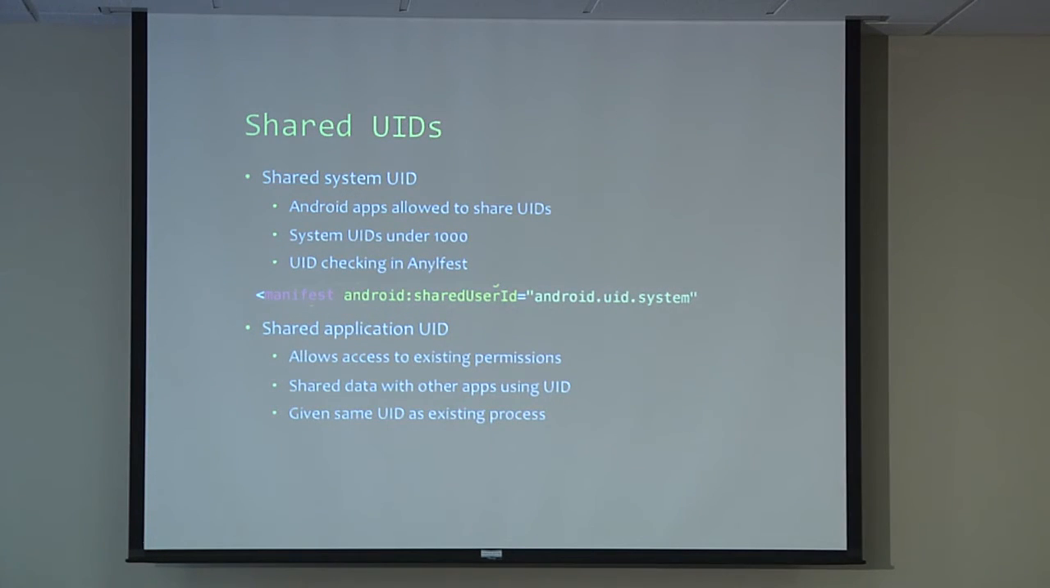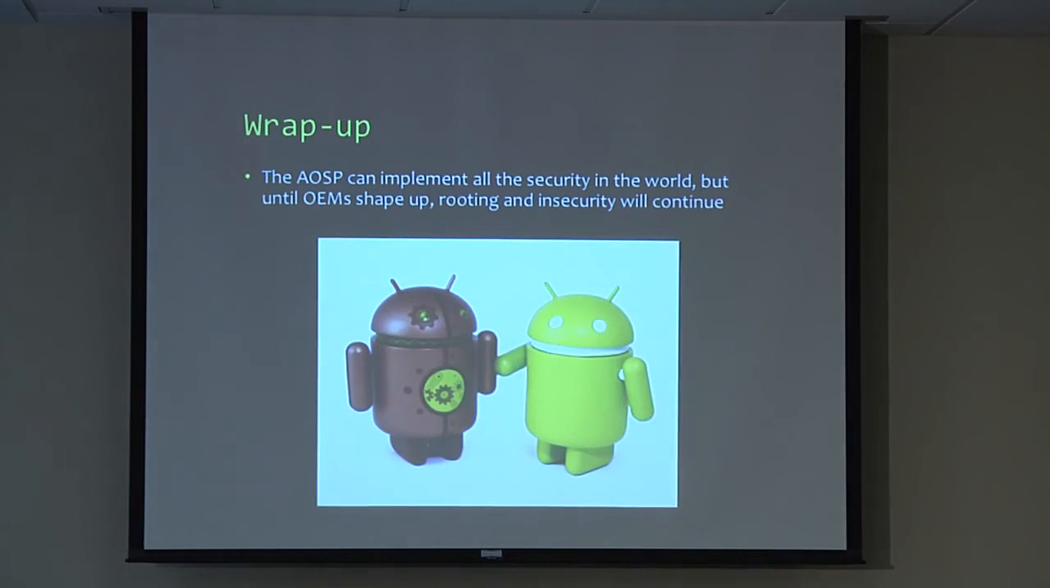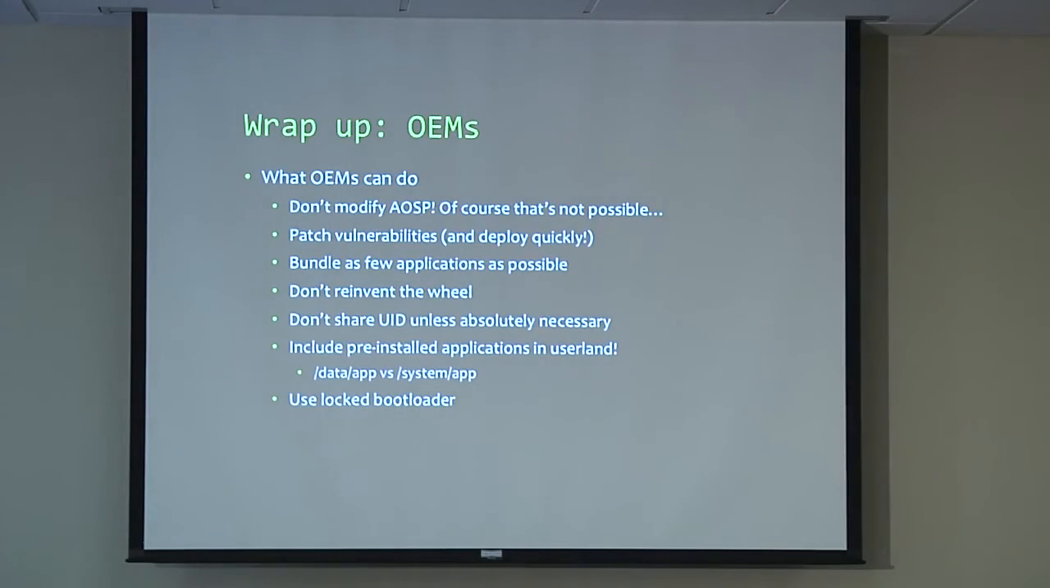Shared UIDs are particularly bad if you find a bug in one of the IPC endpoints because it can affect all the other applications that also share that UID. So if they share a system UID, even worse. So point is, AOSP can be super, super secure, right? Implement all the security in the world, but until OEMs and carriers increase the security of their applications and audit their applications, devices will keep getting rooted.